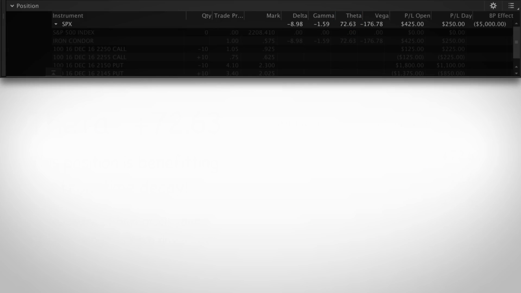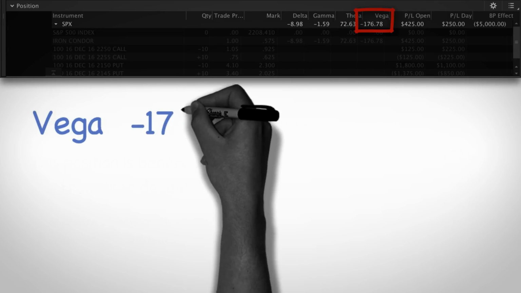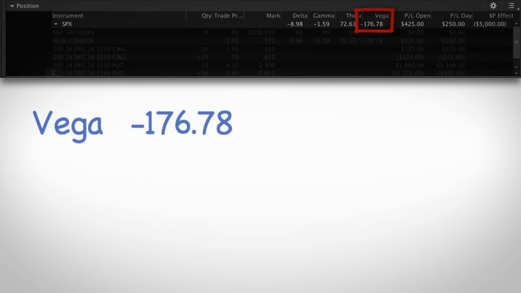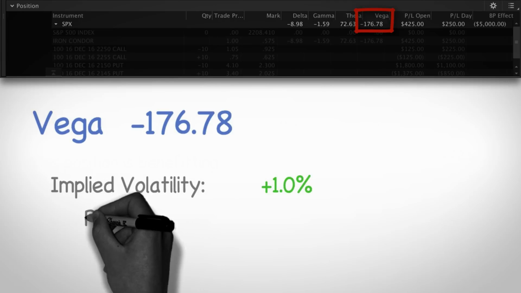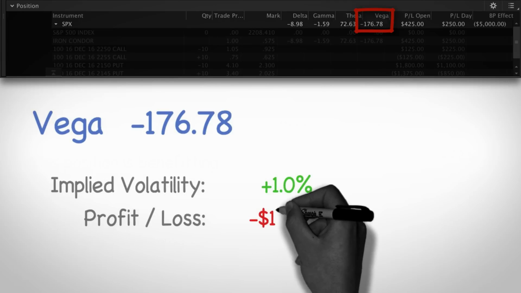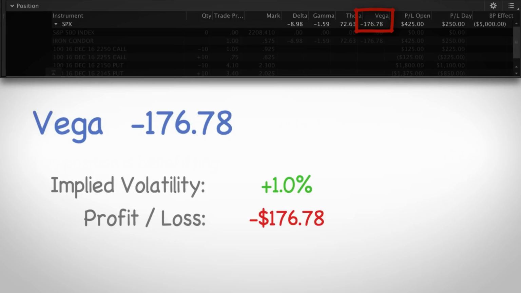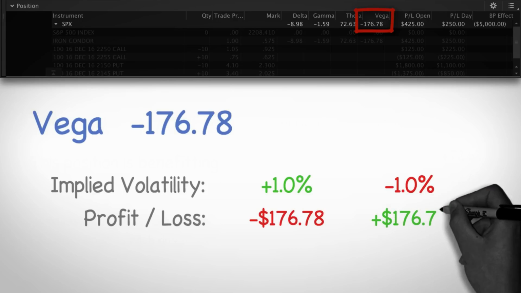Now, the last option Greek we'll talk about on this position is Vega. You can see that the Vega on this position is negative 176.78. This means that for every percentage point that implied volatility goes up, we will lose $176, and inversely, for every percentage point that implied volatility goes down, we will make $176.